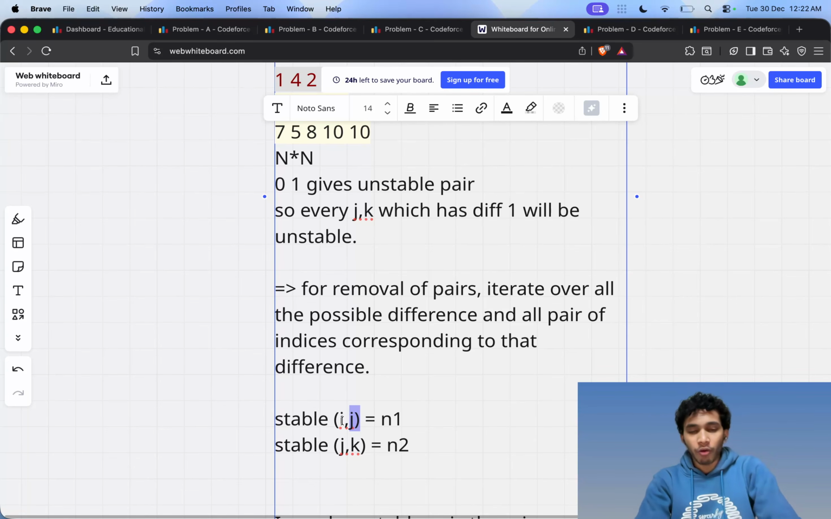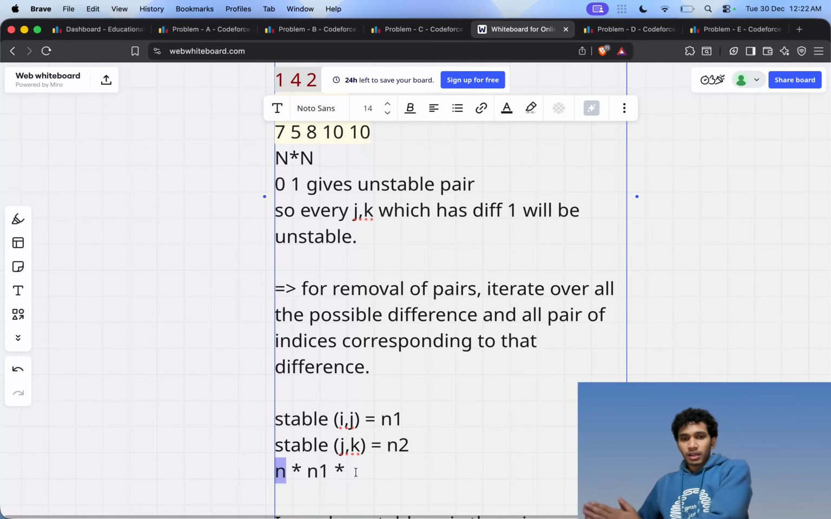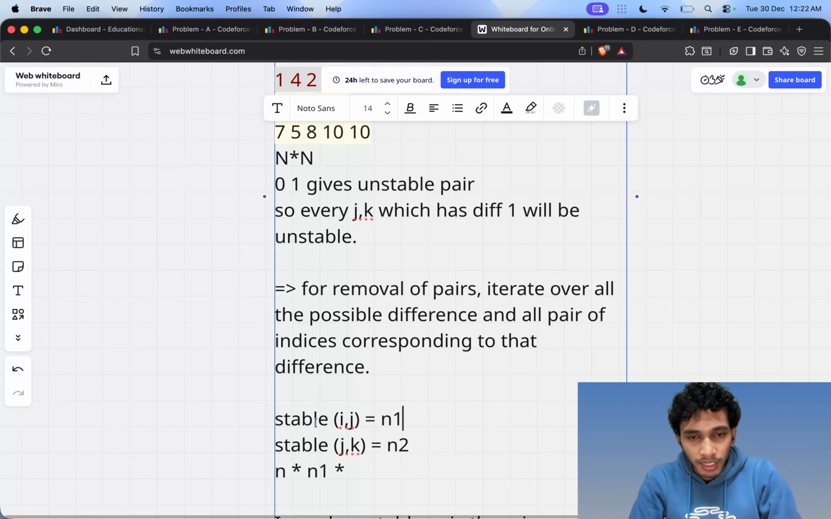Due to this, how many choices of I are there? There are n choices of I, and let's say there are n1 stable (I, j) pairs. So we multiply n1 into n, because these all three conditions are independent. According to permutations and combinations, we have three options, so they will be multiplied because all three are independent.